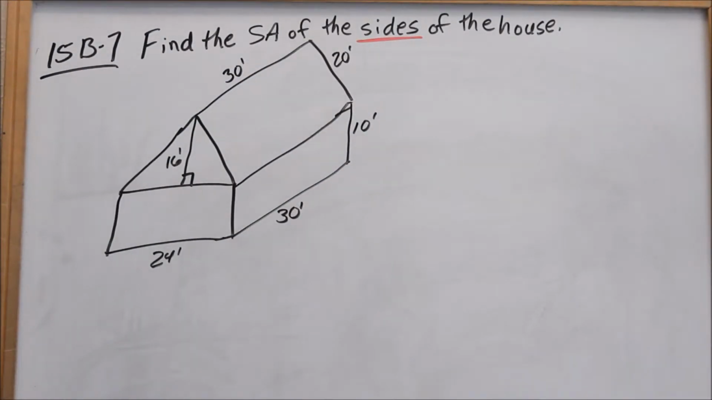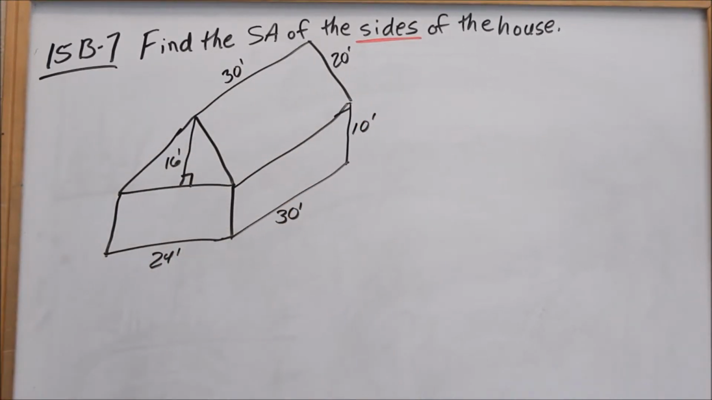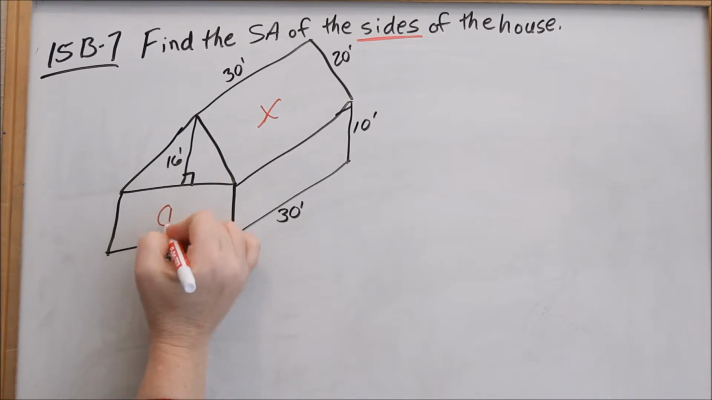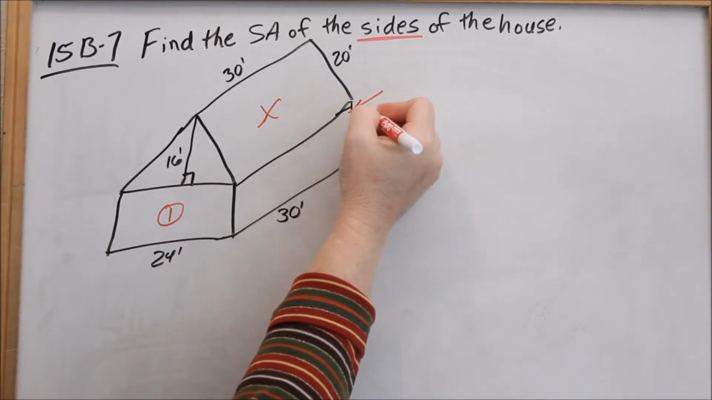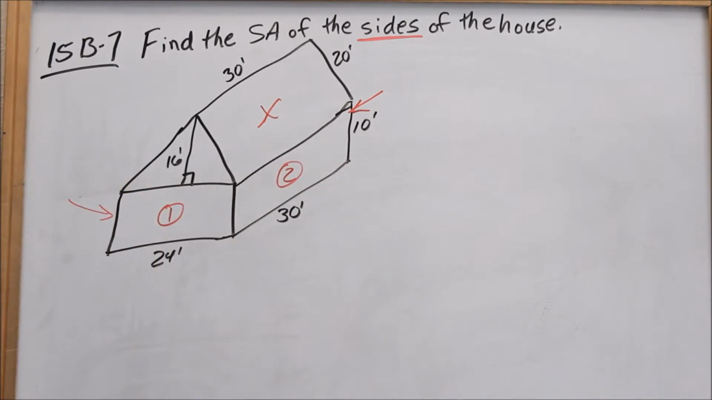Okay, looking at 15b7. This says find the surface area of the sides of the house, which means we're not doing the roof. Don't do the roof. We're only going to do the sides of the house. So we're going to have the area of this rectangle, which will be the same as that one back there. Then we're going to have this rectangle, which will be the same as that one on that side. And then we're going to have this triangle, which will be the same as that triangle back there. So essentially we're going to be having 2 rectangles for this, 2 rectangles for that, and then 2 triangles for that. Alright? So let's start out finding, and that will tell us the sides of the house.